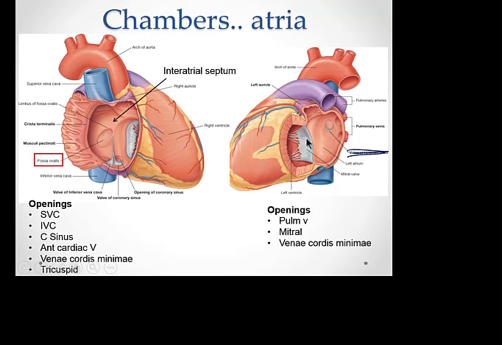The openings in the left atrium are the four pulmonary veins. Because there are two from each lung, there are two pulmonary veins on this side, and what you can't see, there'll be two more. So the pulmonary veins open into the left atrium. And the venae cordis minimi, because I said that they open in every chamber.